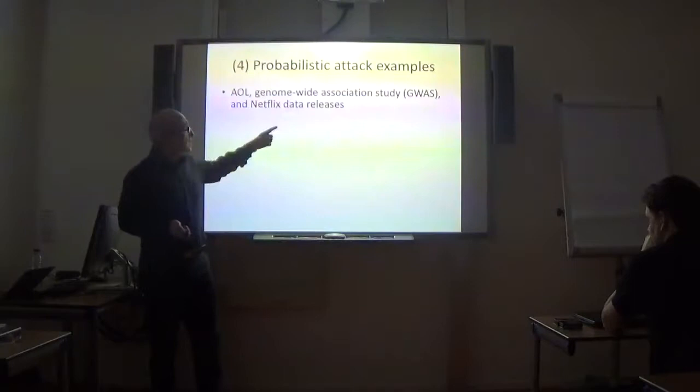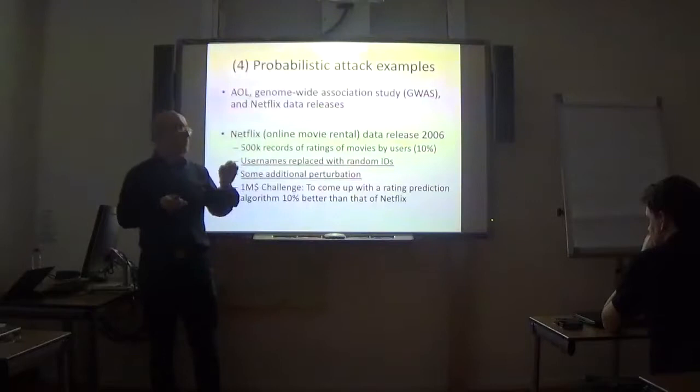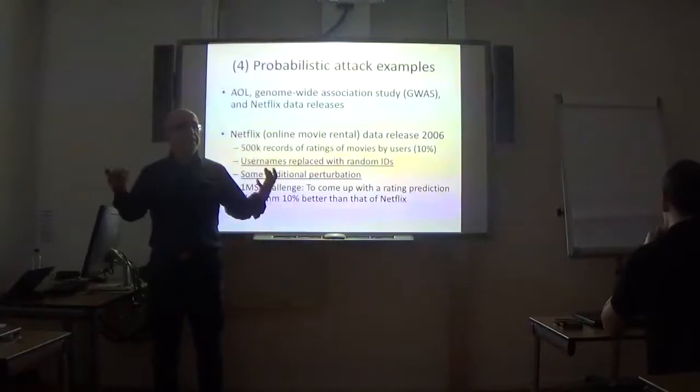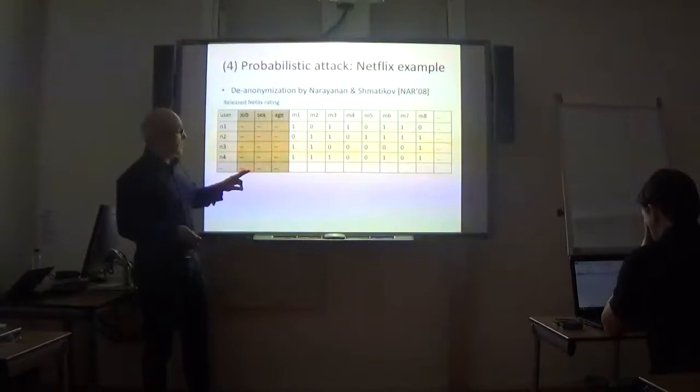Netflix in 2006 published 500,000 records about people who liked their movies or not, and they removed the names and other identifying information. Then they asked other people to come up with a recommendation system, so that if you see movie 1, movie 2, 3, 4, then you can recommend other movies. Two researchers used this very seriously, because this is the published data by Netflix.